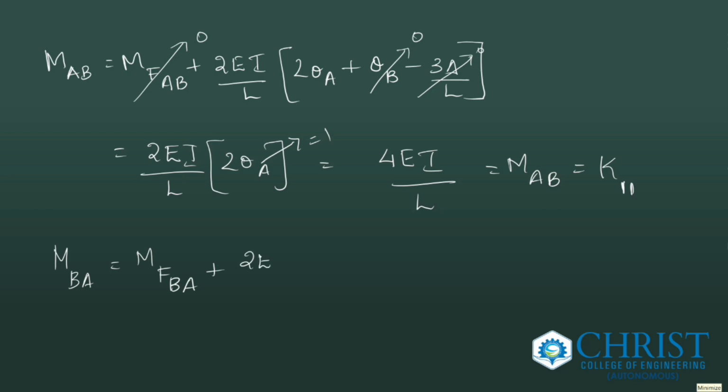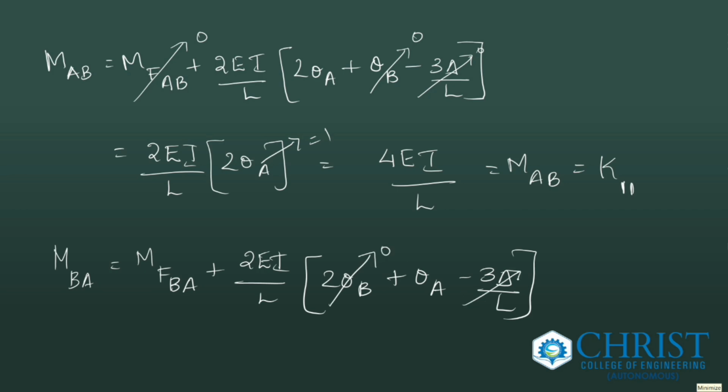Next we find MBA. Similarly, using the slope deflection equation, MFBA plus 2EI by L, 2 theta B plus theta A minus 3 delta by L. Theta B is equal to 0 since it's a fixed end. Theta A is equal to 1, no sinking, delta 0. MFBA is equal to 0 since no external load. So you will get 2EI by L into theta A, where theta A is equal to 1. That is nothing but 2EI by L, that is equal to MBA, that is equal to K21. Second position due to first load.